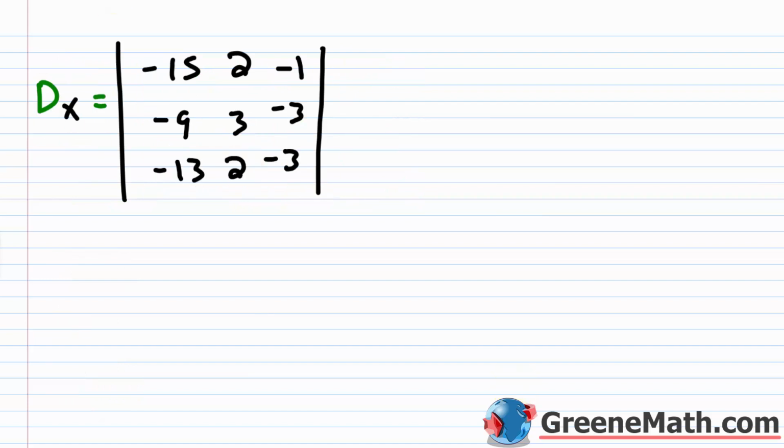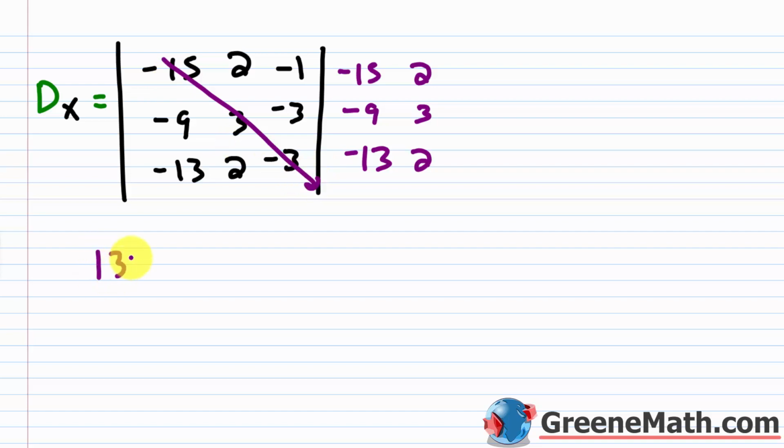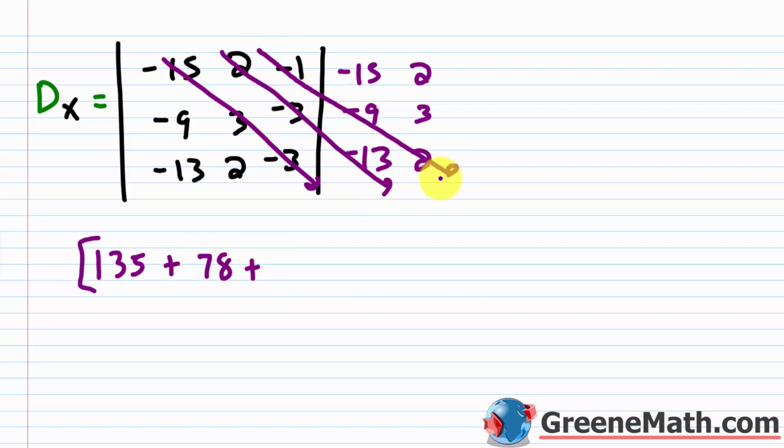So again, I'm going to use my shortcut. I'm just going to write this as -15, -9, and -13. Just copy the first two columns, so 2, 3, and 2. So I'm going to start by multiplying down, okay? So I'm going to multiply down. So -15 times 3 times -3, which is going to be 135, okay? Then plus, I'm going to put some brackets around this. We're going to multiply down again. So 2 times -3 times -13 is going to be 78, okay? Then plus, I'm going to multiply down again. So -1 times -9 times 2 is going to give me positive 18, okay?